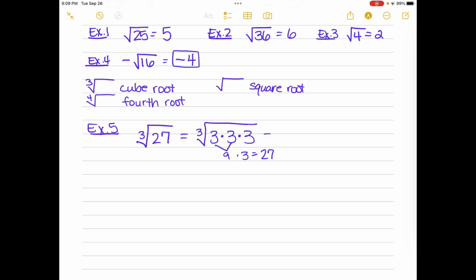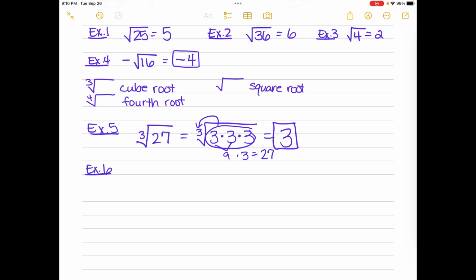Okay, so that means that if I have 3 of those here, then I just take out one of them as my answer. So my answer is 3. Okay, does that make sense? Let's do another one to help you understand that.